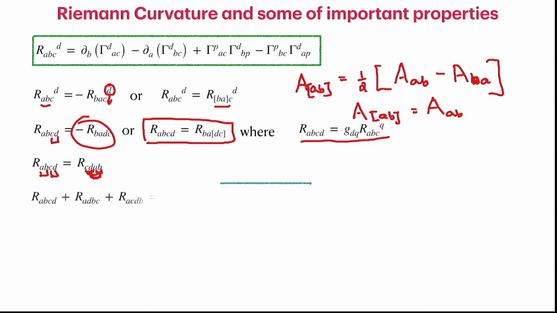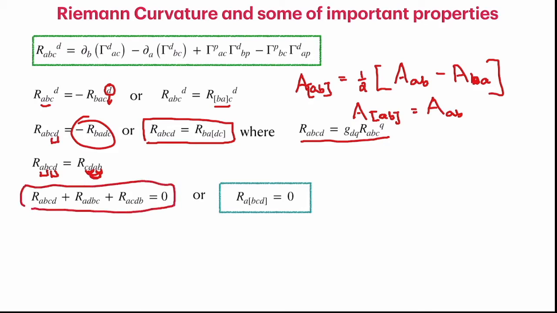So, summary of all this: the Riemann tensor has this interesting property that you fix the first index and cyclically permute the last 3 indices B, C, D, and then you add them up, and that gives rise to 0. It can be simply shown using these 3 symmetry properties of the Riemann curvature tensor, and in short you can write it like this.